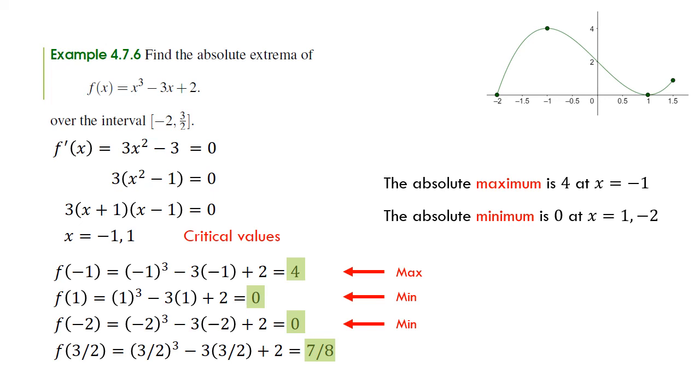Okay, to find the absolute extrema, we just compare the values of the function at the critical values and the endpoints. The largest value is the absolute maximum, and the smallest value is the absolute minimum.